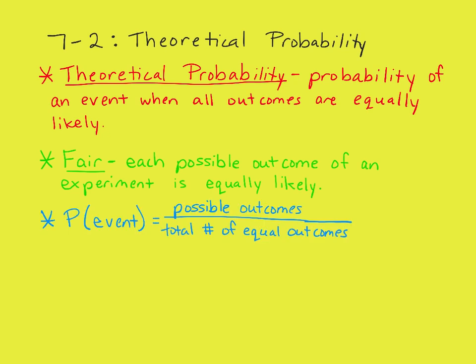So the probability of an event is equal to the possible outcomes out of the total number of equal outcomes. So if we said, for example, the probability of flipping a coin and landing on heads, we might say P of heads is equal to 1 possible outcome out of 2 equal outcomes, heads or tails being the total number.